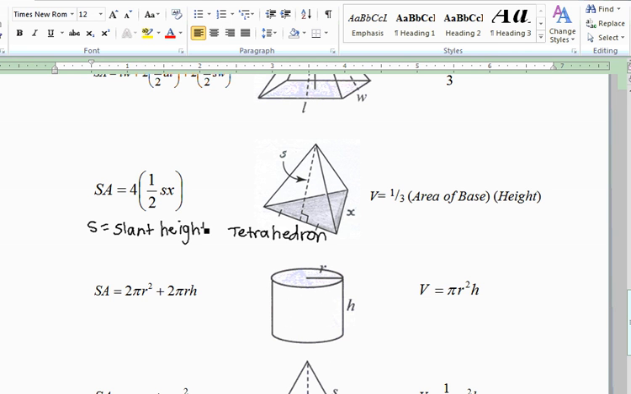And what's X? What are they labeling as X? Yeah, the length of this base here. Okay, so X is the length of the base. So why do you think the formula is 4 times a half SX?